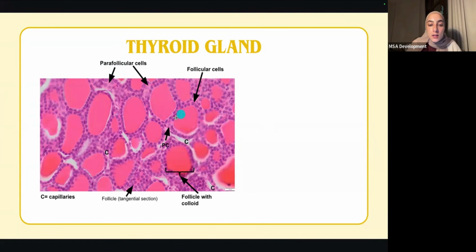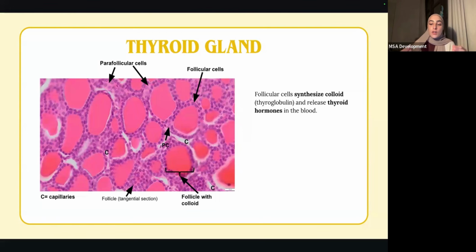As you can see, the lining of this pink thing, which is called colloid, is the follicular cells. These follicular cells synthesize colloid. And what is this colloid? It contains the thyroid hormones. What are the thyroid hormones? T3 and T4. These hormones are synthesized by the follicular cells and stored in the colloid. The colloid is just a means of storing these thyroid hormones until your body needs them. So it's just a simple layer of follicular cells that synthesize these hormones, and they're stored in the colloid.